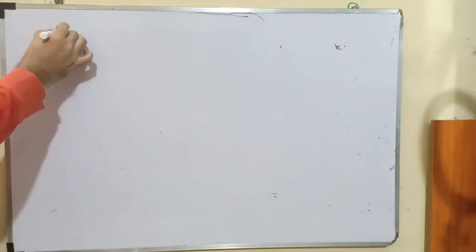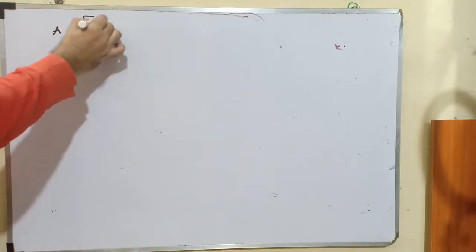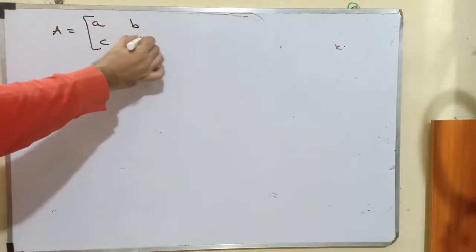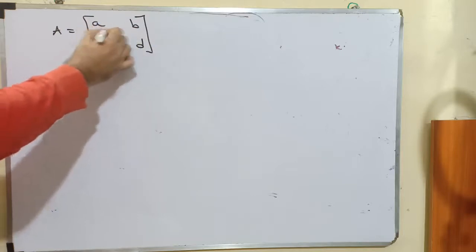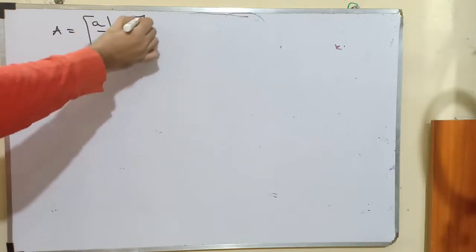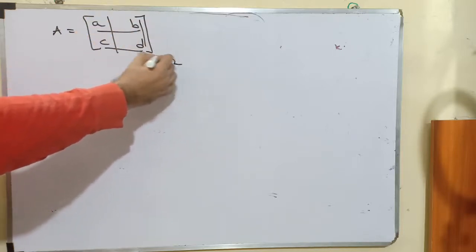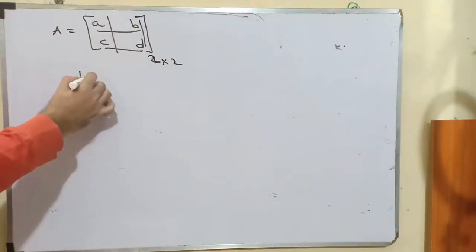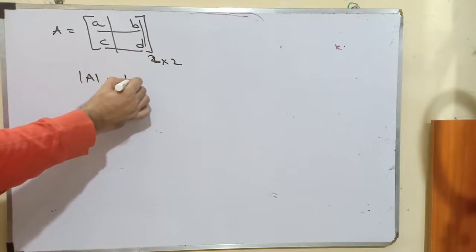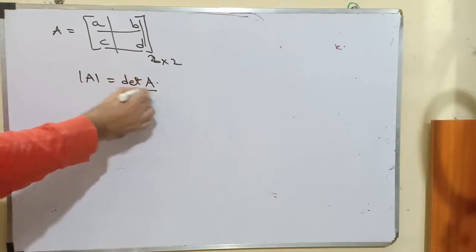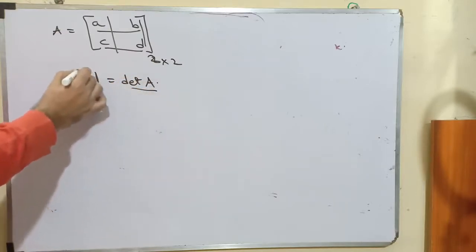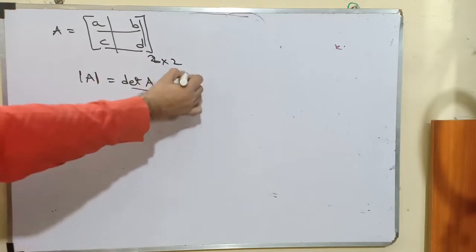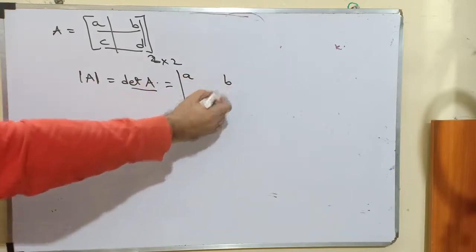So how to represent a determinant? Suppose there is a matrix A, B, C, D. You know there are 2 rows and 2 columns, so it's a 2 by 2 matrix. The determinant of A is called det A. Det A is represented with 2 bars like this, and then write the elements of the matrix as they are, A, B, C, D.